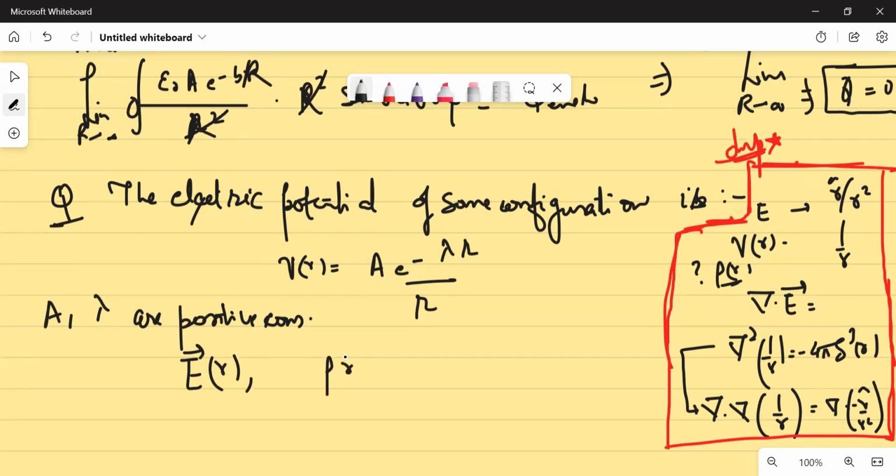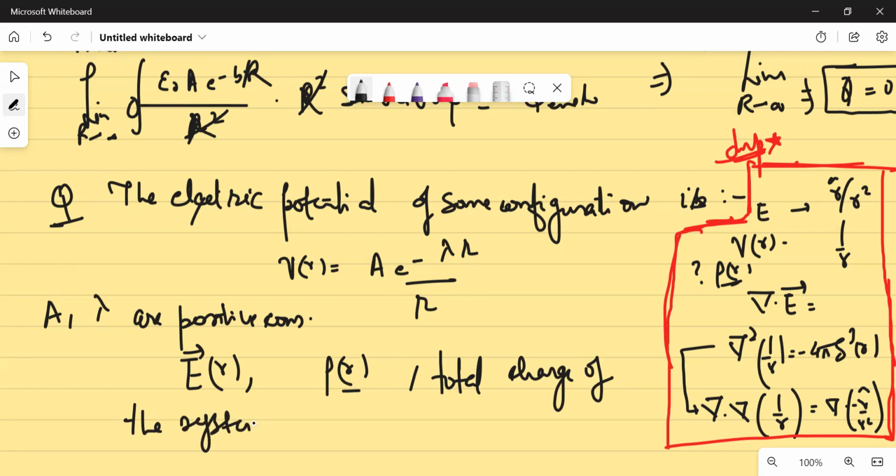We have to also find what sort of charge density can give rise to such a potential, and if at all this charge density gives rise to such a potential, what will be the total charge of the system? What is the total charge of the system? So now instead of electric field, you are having this kind of potential given to you. And if things like field are being asked, then how to go about such a problem?